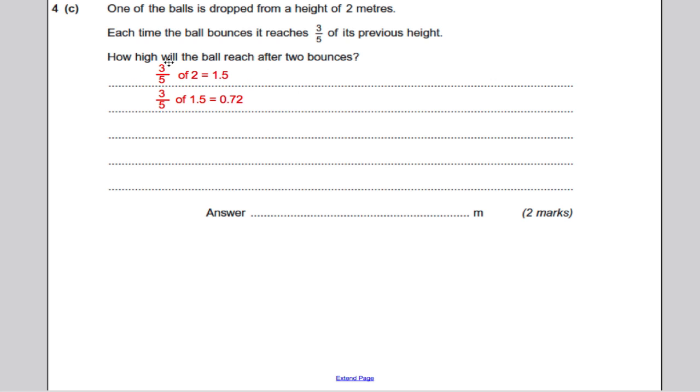I beg your pardon. I'm going to do 3/5 of 2 meters, which is 1.5, and then secondly do 3/5 of 1.5. So we find 3/5 of 2 to give us this, and then work out 3/5 of your answer to get 0.72.